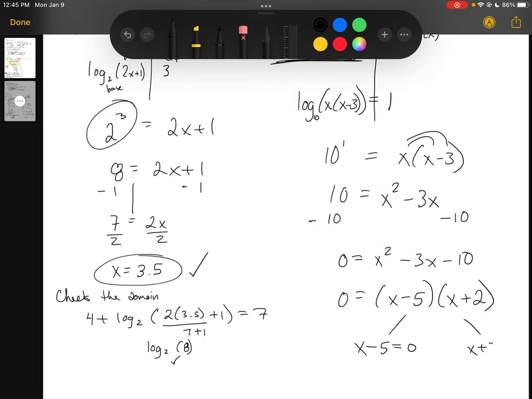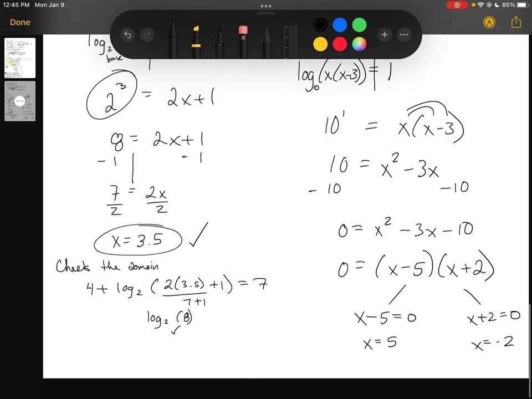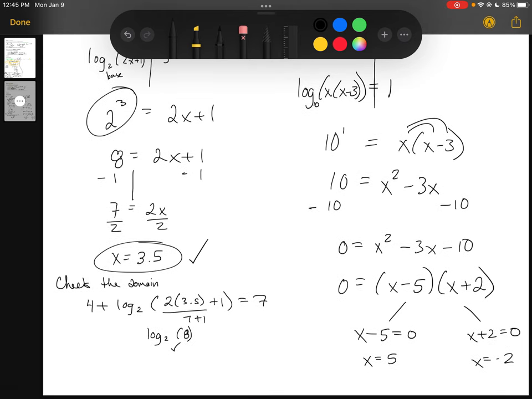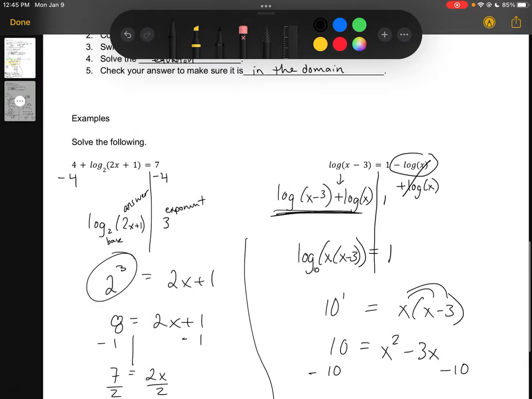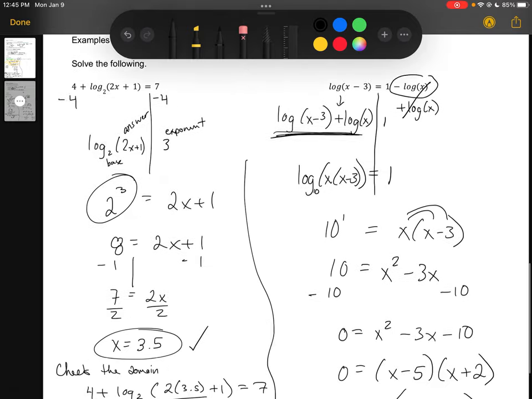And once we get to this step, we can set individually each of these equal to 0. So we should get x equals positive 5 and x equals negative 2 as 2 possible answers. Now, we want to make sure, though, with positive 5 and negative 2, especially if we ever see a negative answer, we want to double check. We want to make sure that that does work in our domain here.